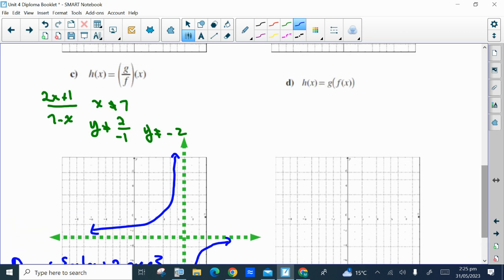Because you divide +2 by -1. 7 minus x means the x is -1x.